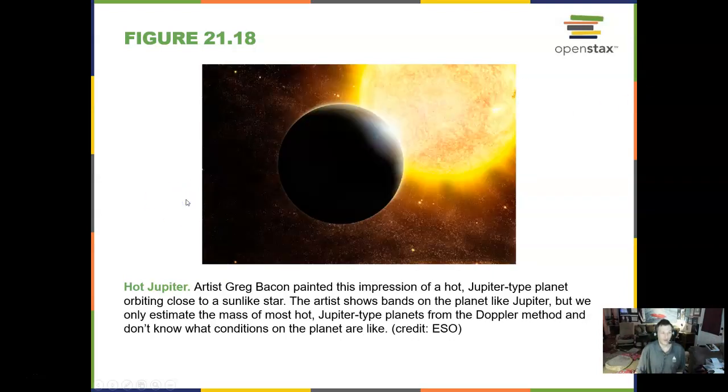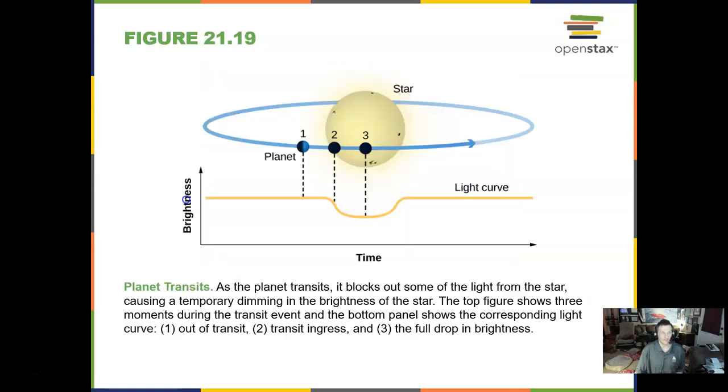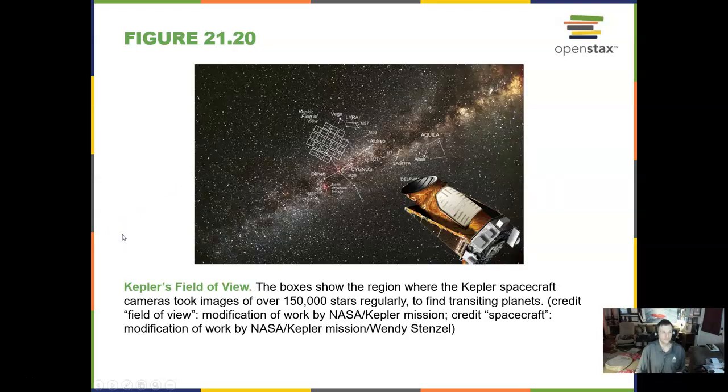We see a lot of hot Jupiters, hot massive planets. We can see planets going around other stars, and they go in front and cause a transit. We have seen that with Venus going around the Sun.